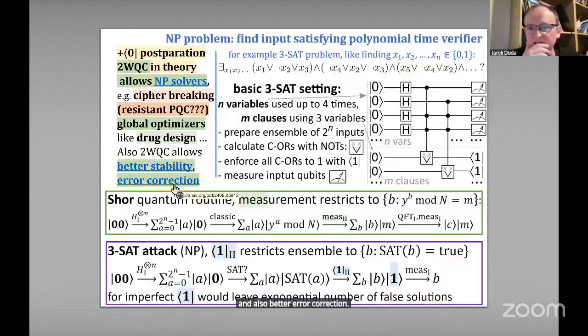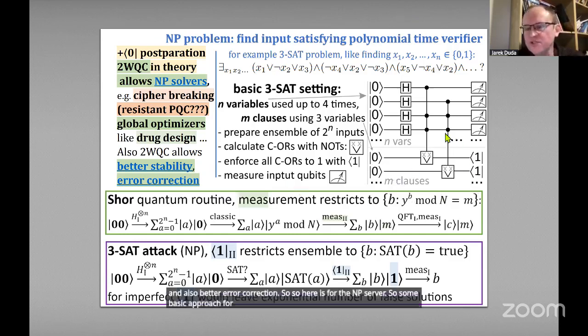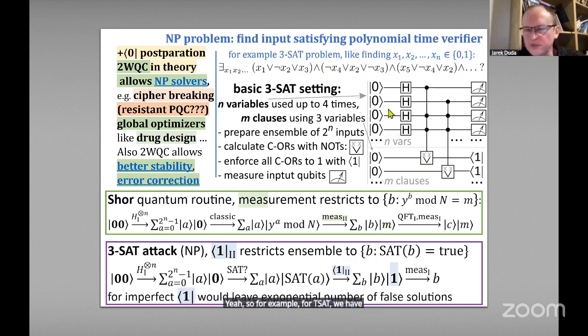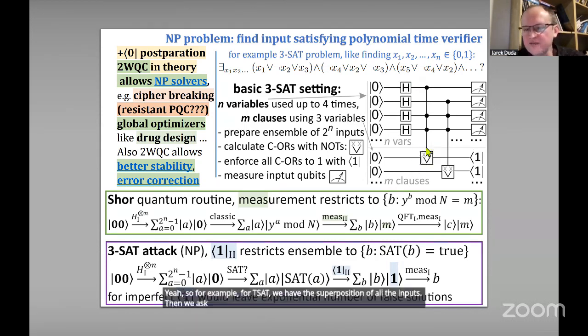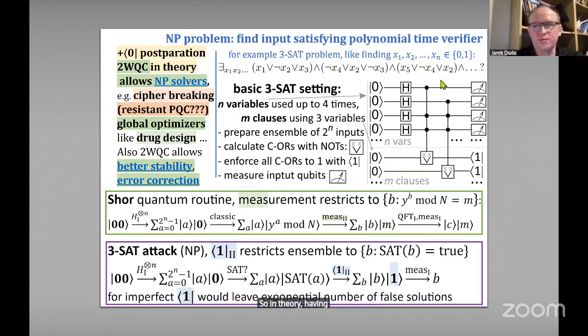So here is for an NP solver. A basic approach for an NP solver could be just like for Shor, but instead of measuring the qubits from the classical function, you just enforce them. For example, for 3-SAT, we have the superposition of all the inputs. Then we ask for the alternatives. Then instead of measuring them, we enforce them to be true, and it should restrict the superposition to only solving our NP problem. So in theory, having two-way control, that's positive negative bias, for example, we should be able to solve NP problems.